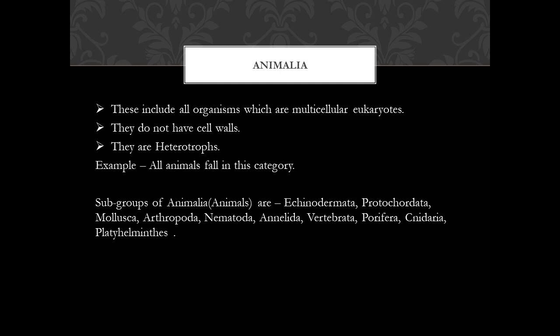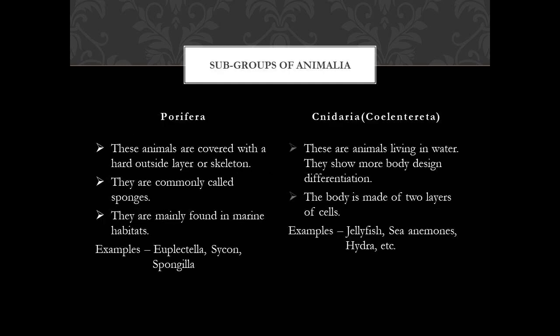Let's study about them briefly. First, Porifera. The word Porifera means organisms with holes. These animals are covered with a hard outside layer or skeleton. They are commonly called sponges and are mainly found in marine habitats. Some examples are Euplectella, Sycon and Spongilla.